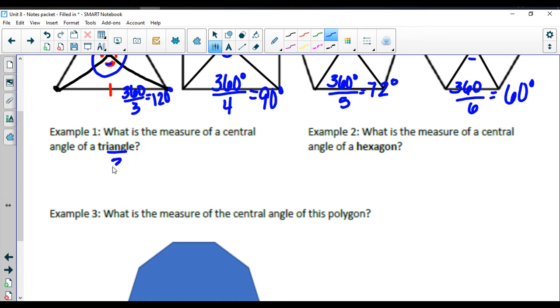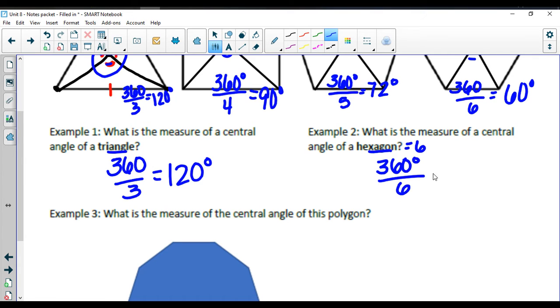So a triangle has 3 sides, so you'll do 360 divided by 3, which we just witnessed up above was 120 degrees. Measure of a central angle of a hexagon is going to be 6, so we're going to do 360 degrees divided by 6, which will give us 60 degrees.